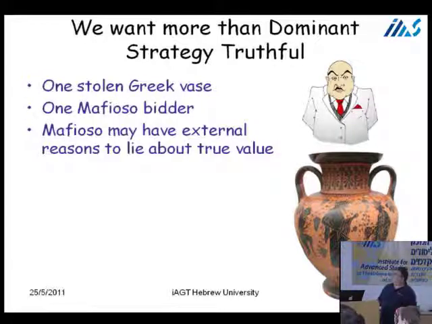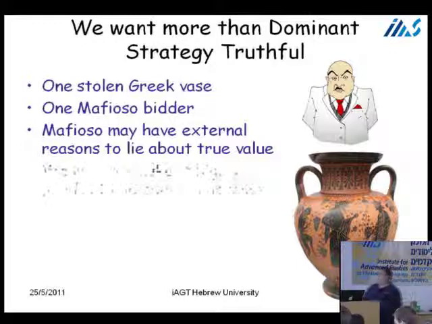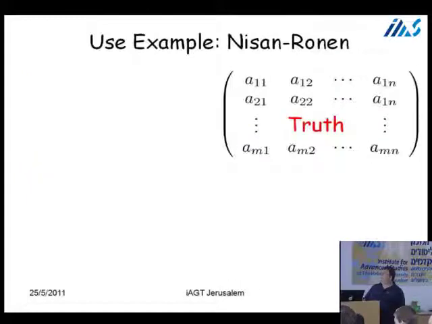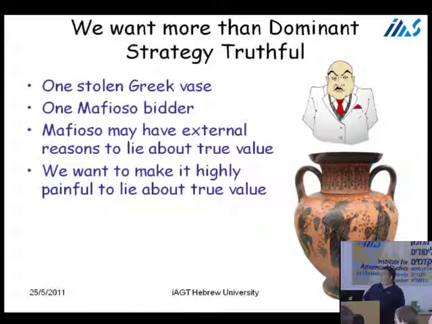We're in the same setting. The mafioso may have external reasons to lie about the true value. Now, this doesn't make sense in the normal game theoretic sense, because this is the whole game. But we're actually going to embed this in a bigger setting. And in this bigger setting, there might be reasons to lie, because maybe this will impact something else that happens, like the makespan. Think of the makespan as something in the background. So we want to make it highly painful to lie about the true value. And that's why we want this thing.